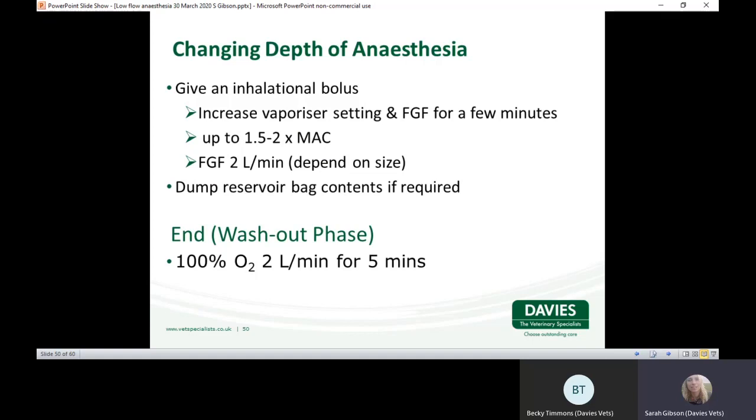So what if we need to change the depth of anaesthesia? We could give an inhalational bolus, so increase the vaporiser setting and the fresh gas flow rate for a few minutes. So we could increase up to 1.5 to 2 times MAC, and then the fresh gas flow to 2 litres per minute, depending on the size of the breathing system and the patient. You can dump the reservoir bag contents if required to help refill quicker.